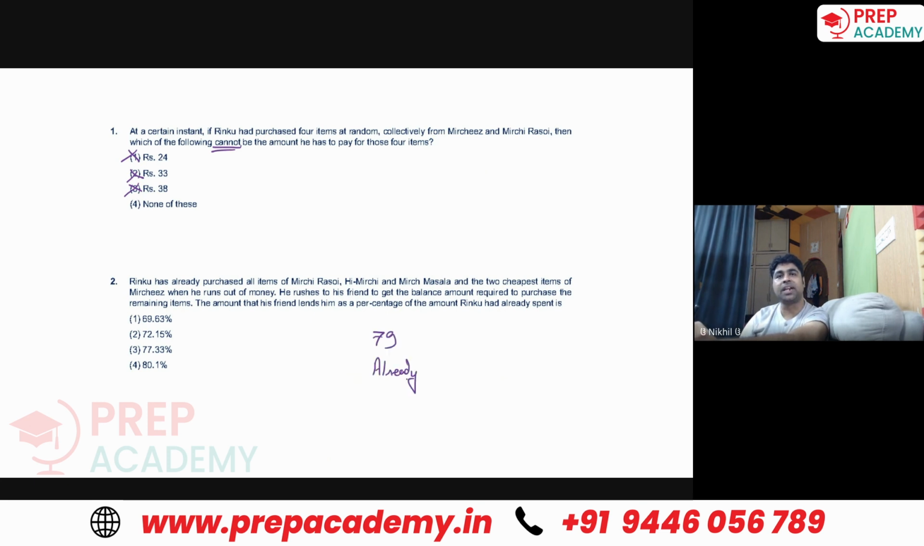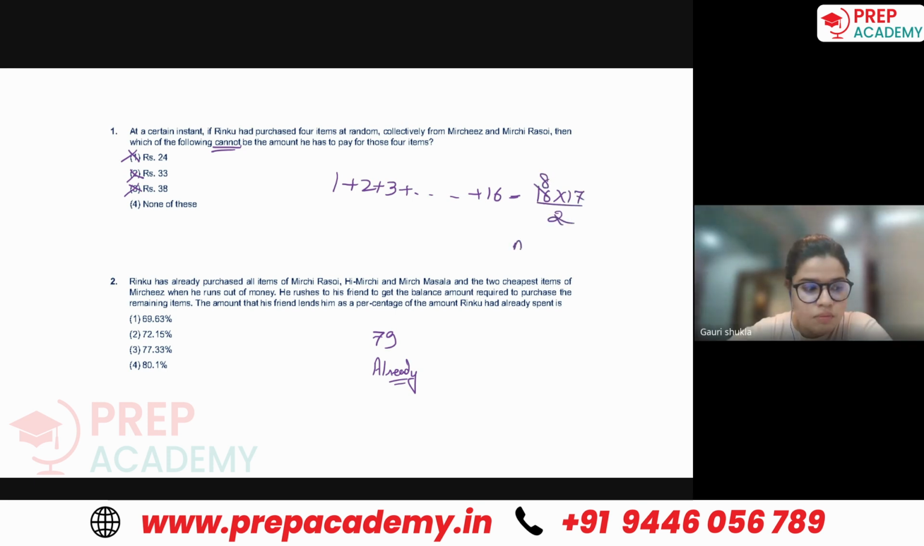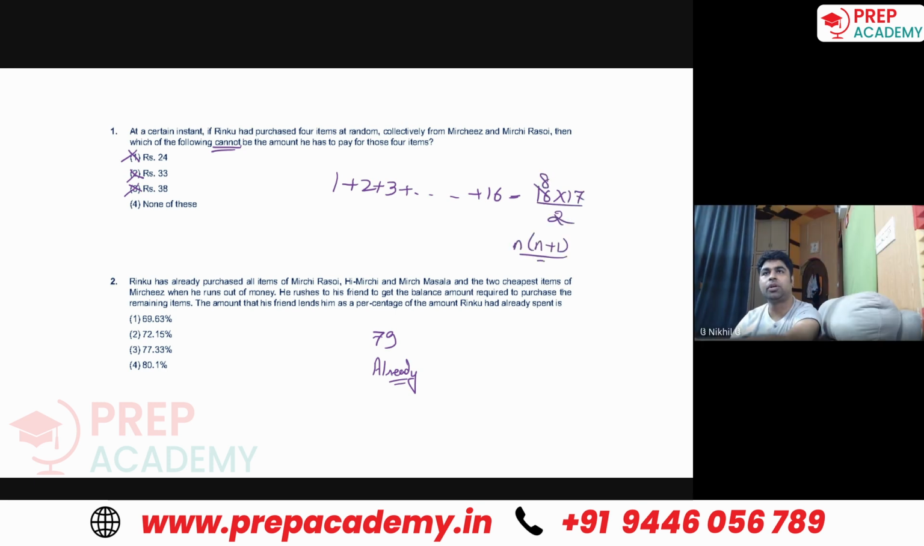And what is the total money he requires in order to purchase all the 16 items? We have to add 1 plus 2 plus 3 up till 16, because these are consecutive terms. The sum of the first n terms formula should be known to you, which is n into n plus 1 upon 2. Do you remember this formula? Yes, sir. You have to use that.